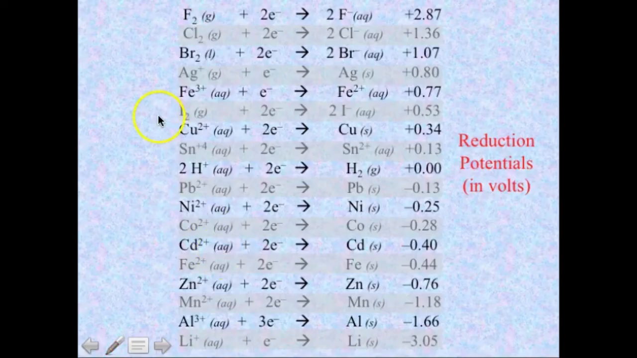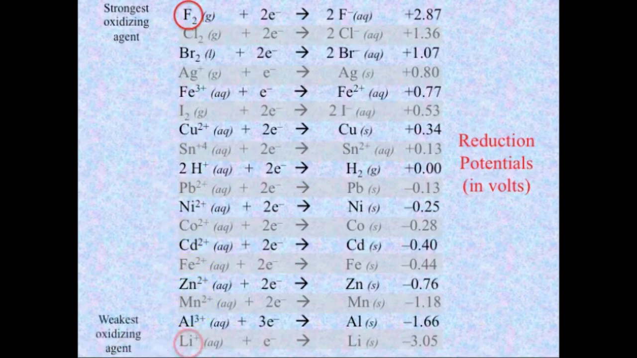Here's a listing of substances from the strongest oxidizing agent, a compound that loves to take on electrons, and as we go down the list we get to weaker and weaker oxidizing agents until we end up at lithium ion, which really doesn't want to pick up an electron very much at all.